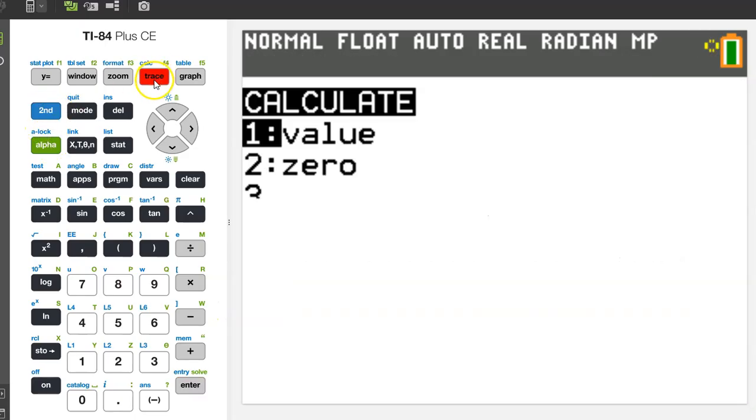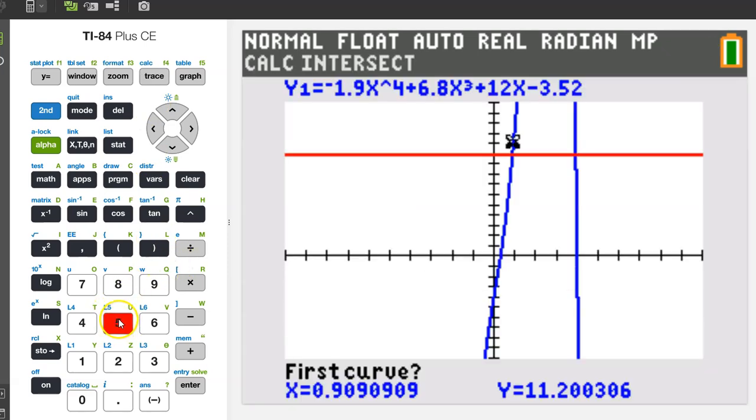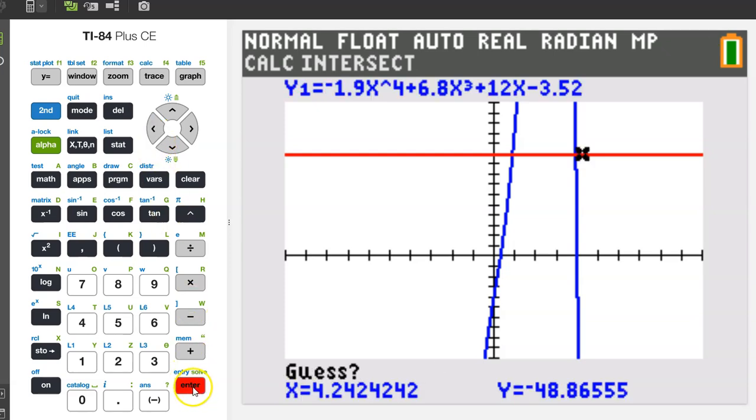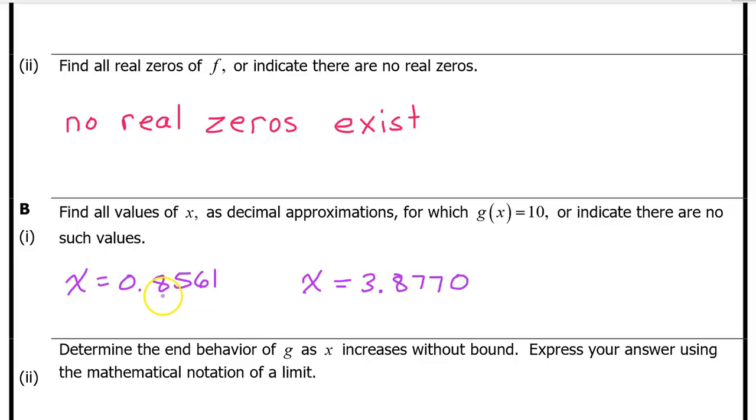Again, hit second trace and choose option 5. We need to slide over to the other intersection point. I'm going to hit the down arrow key to jump onto the red line. Just makes it a little bit easier to slide over to that other intersection point. So, get close to the intersection point and hit enter 3 times. Enter, enter, enter. Kabam! 3.8770. That's it for B part 1.